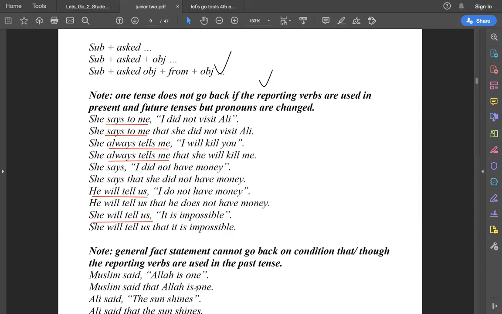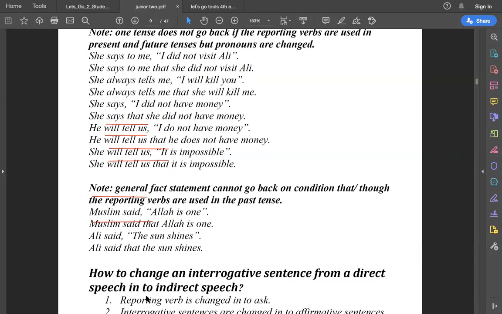Like this: Muslims said Allah is one. Muslims said that Allah is one. So we all believe that Allah is one, and there is no need to change the tenses. Allah is one is always present, in past, and future. No need for that. Or Ali said the sun shines. Ali said the sun shines. That's also no need to change because it is a general fact.